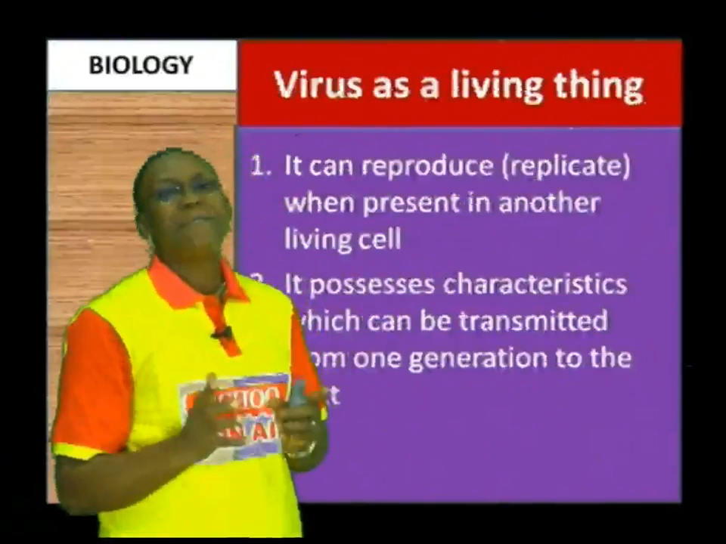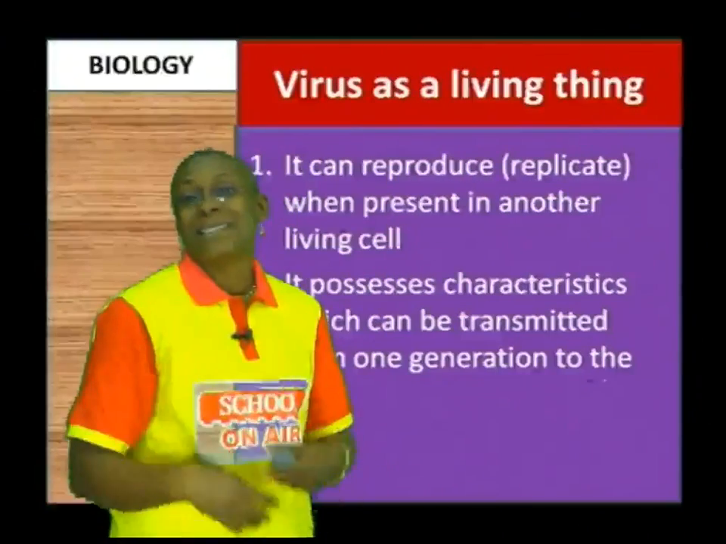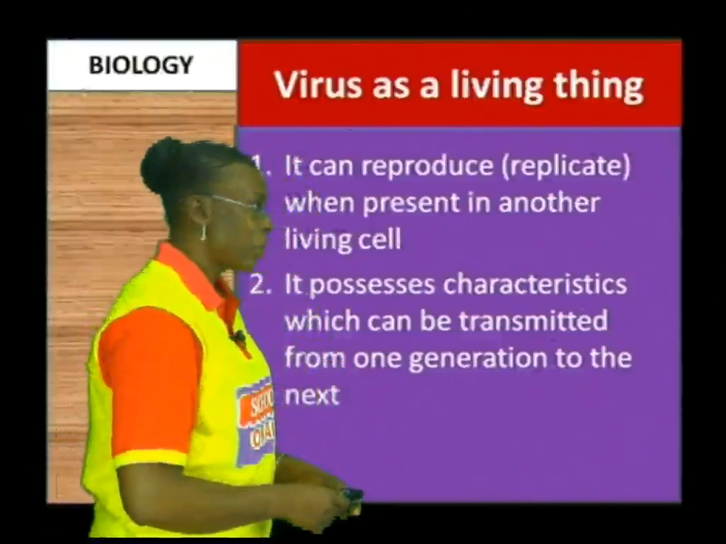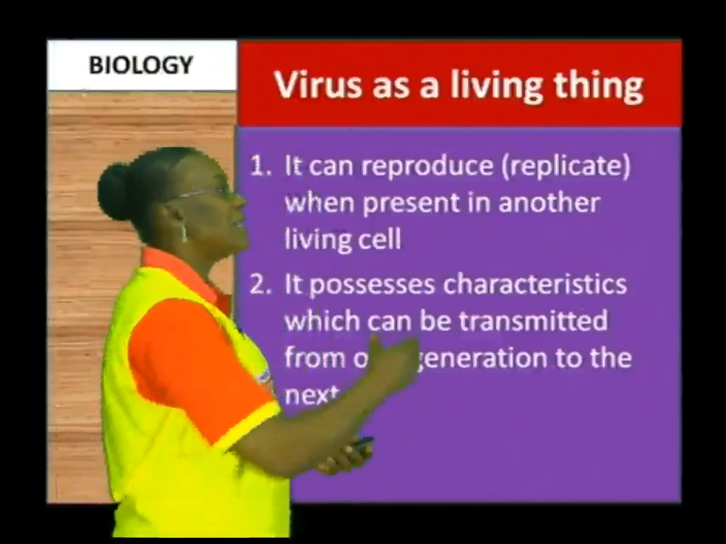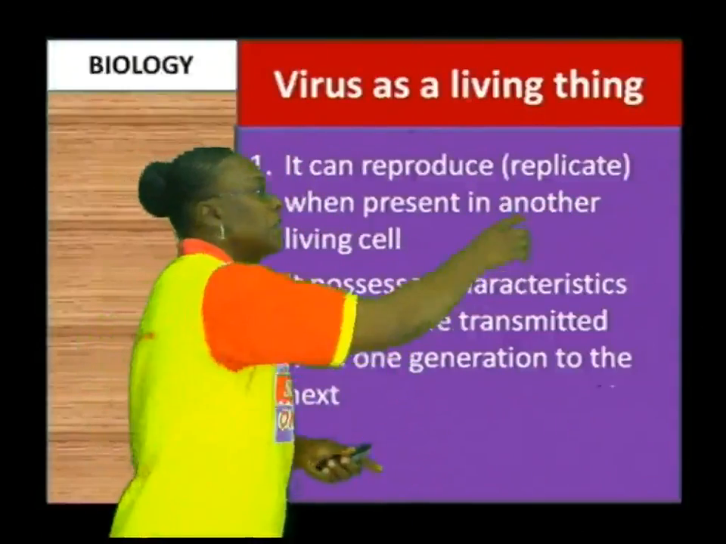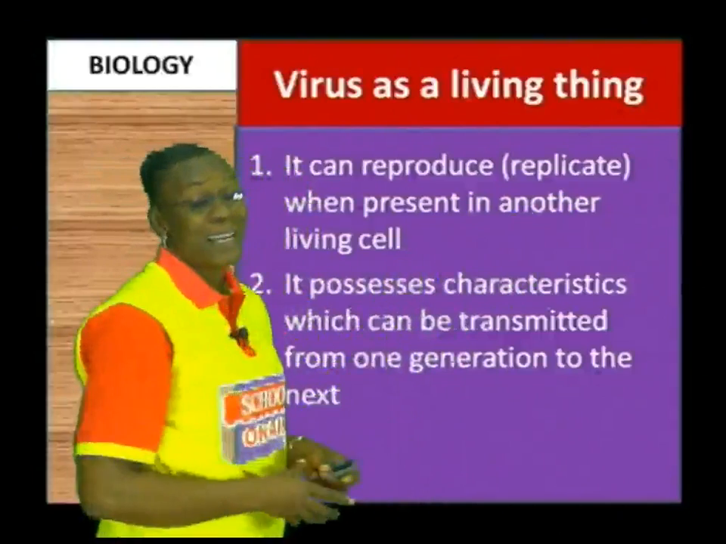Now, let's see virus now as a living thing, because we said you can either say it's a living thing or you can say it is a non-living thing. So why can we say a virus is a living thing? We say a virus is a living thing because it can replicate. Its mode of reproduction is called replication. So it can replicate when it is present in another living cell.